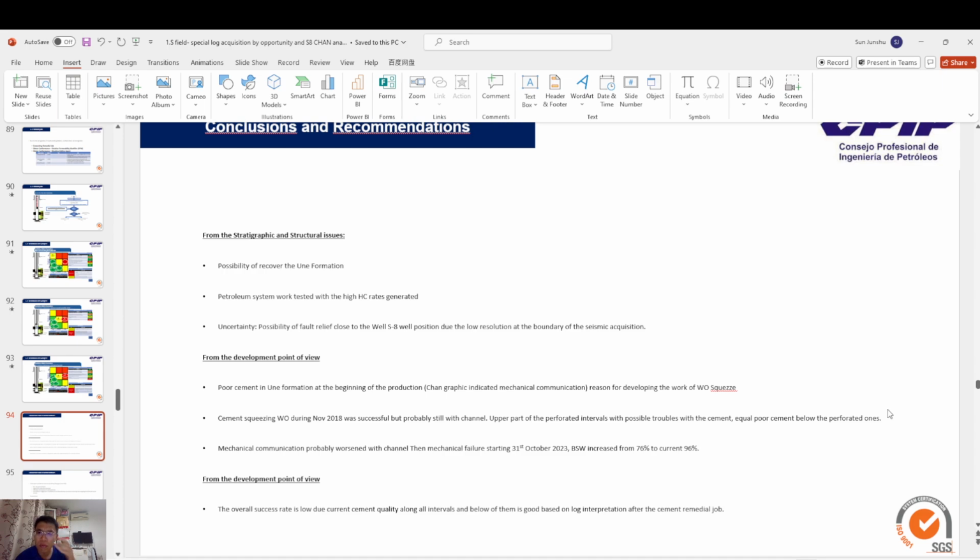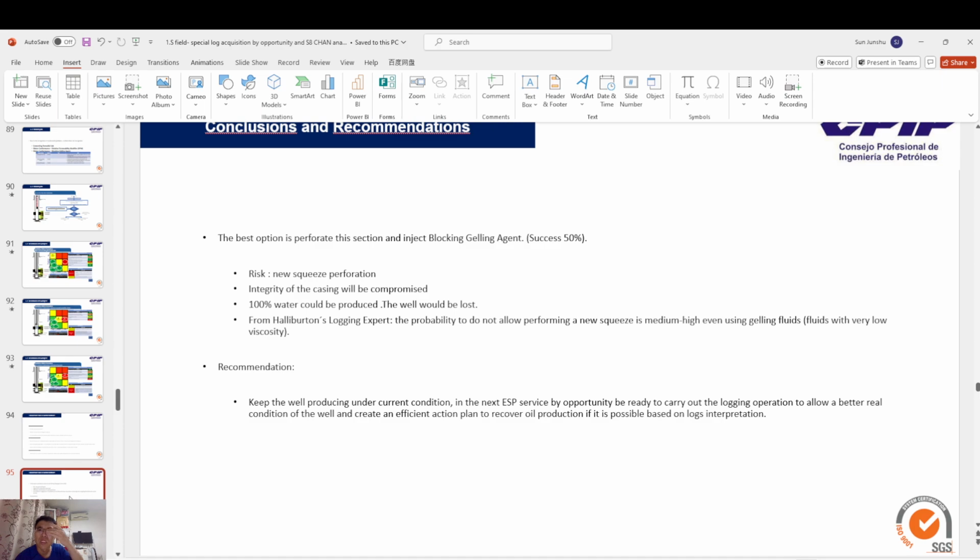From development point of view, the overall success rate is low due to current cement quality along all intervals and below, the sense is good based on log interpretation of the cement remedial job. The best option is to perforate this section and inject a blocking gel agent, but the success is 50%. Risk is new squeeze perforation.